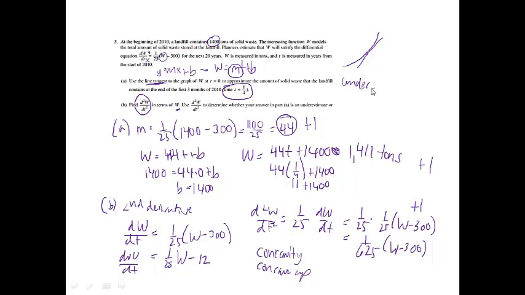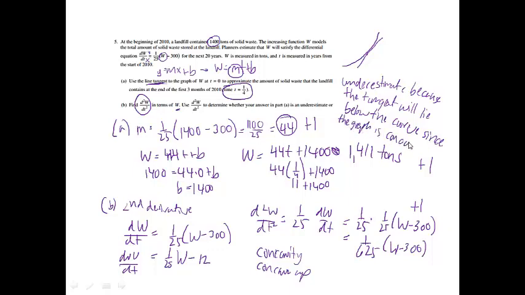So I'm going to put underestimate because the tangent line will lie below the curve since the graph is concave up. And you could have something similar to that, just along the same lines. That will be worth 1 more point.